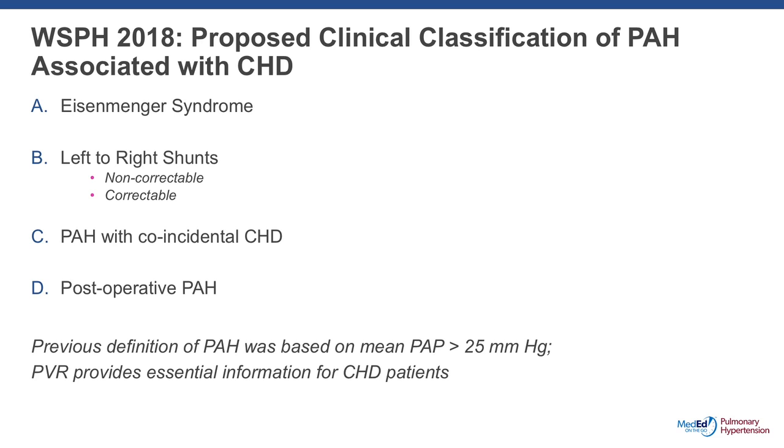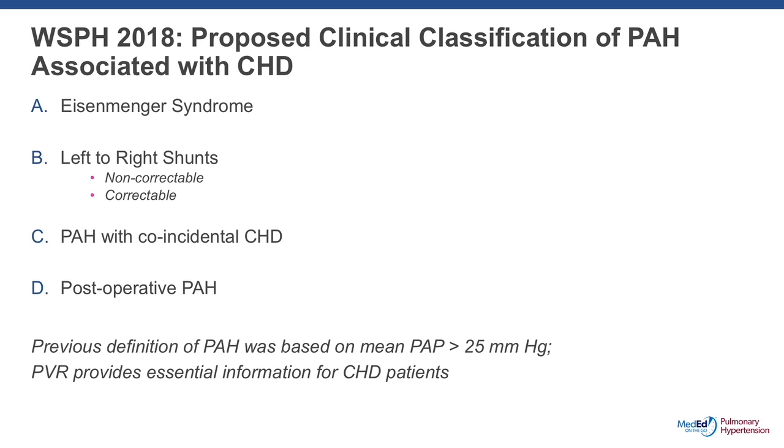Group C is considered pulmonary arterial hypertension with coincidental congenital heart disease. So this might be a patient with a PFO or a very small ASD that is not thought to be the etiology of the pulmonary hypertension.